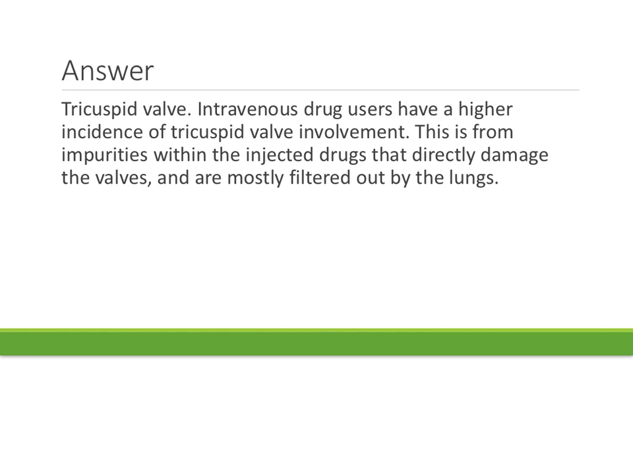The answer is the tricuspid valve. Intravenous drug users have a higher incidence of tricuspid valve involvement. That's from impurities within the drugs that directly damage the valves, but are mostly filtered out by the lungs so don't damage the left-sided valves as much. These are things like talc. When the heroin user injects the drugs, plus the impurities like the talc, it goes through the veins, to the vena cava, to the right atrium, and then the first thing it touches in the heart is the tricuspid valve. That's why we see tricuspid valve involvement more often in IV drug users.